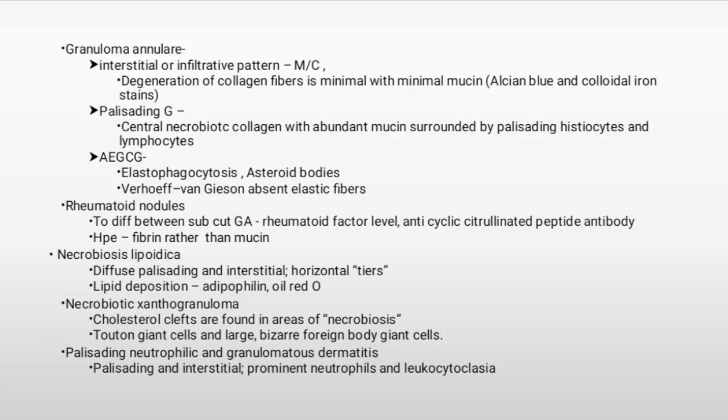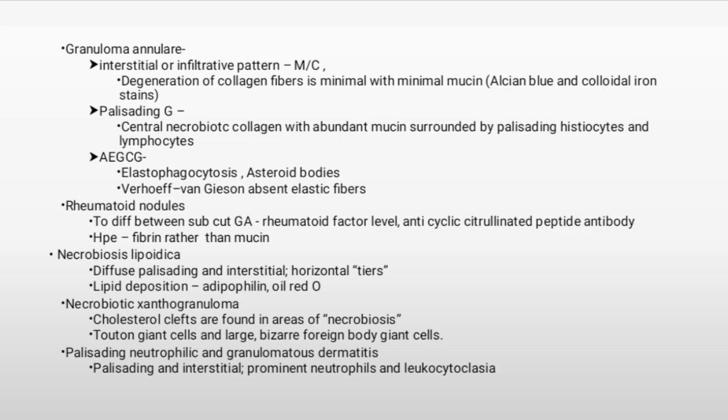Necrobiosis lipoidica: diffuse palisading and interstitial granulomas will be seen in a horizontal tier fashion. The lipid content can be demonstrated with adipophilin or oil red O. Necrobiotic xanthogranuloma: cholesterol clefts are found in the areas of necrobiosis. Touton giant cells and large bizarre foreign body giant cells can be seen.